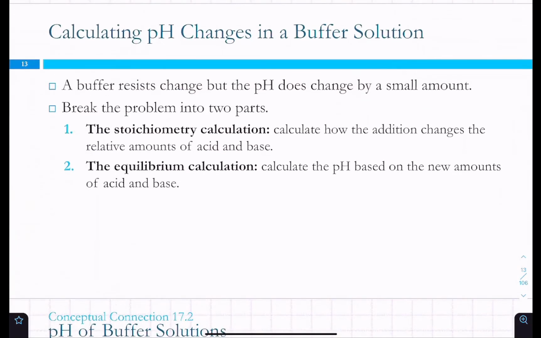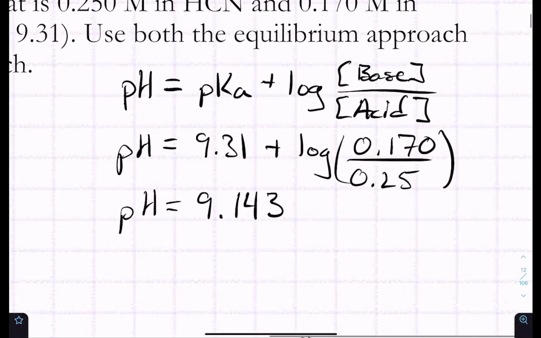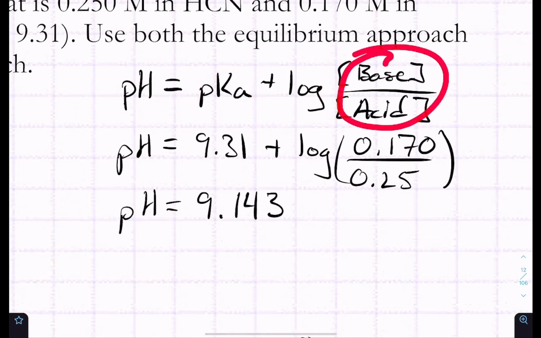So calculating pH changes in a buffer solution. So buffers resist change because any of the added hydronium or hydrogens get picked up by the conjugate base. Any added base gets picked up and neutralized by the acid. So there are two steps to these problems. The first part is to do the stoichiometry calculation, so figure out how the addition changes the relative amounts of acid and base. Because as we've seen now in the Henderson-Hasselbalch equation, the pH of the solution is almost entirely dependent, aside from the pKa, on the ratio of base to acid. So if we change that ratio, we need to figure out how much it changes by, and that'll change our pH calculation.